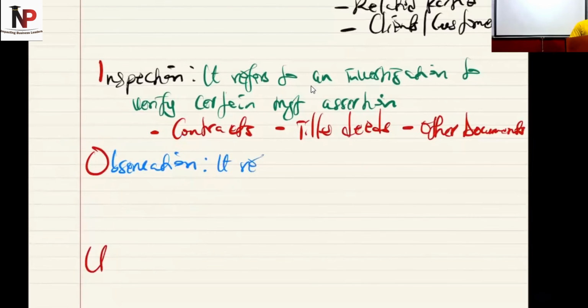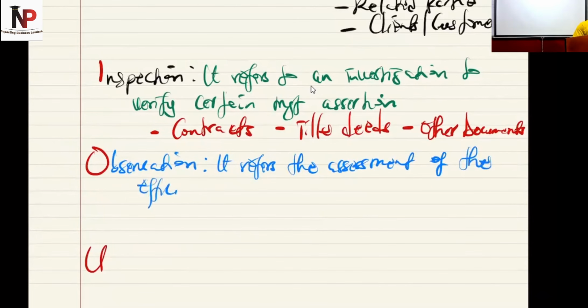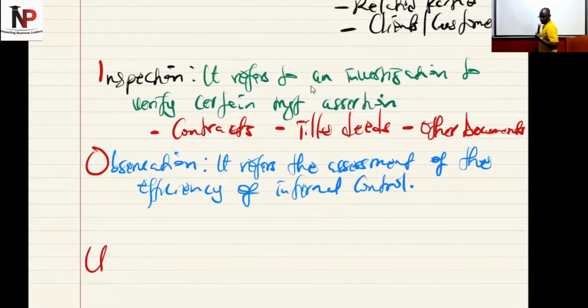So it refers to the assessment of the efficiency of internal controls. That is observation.